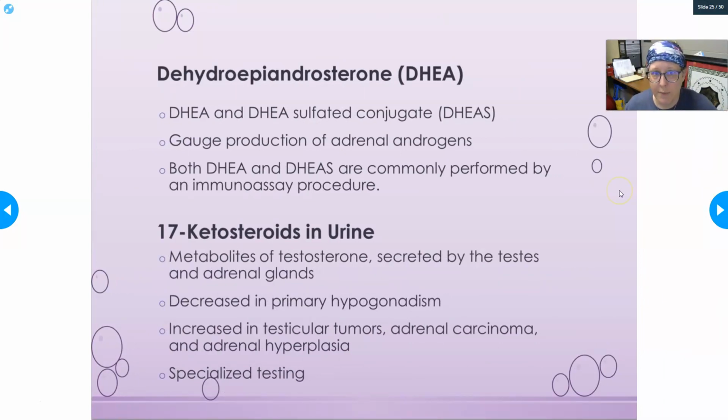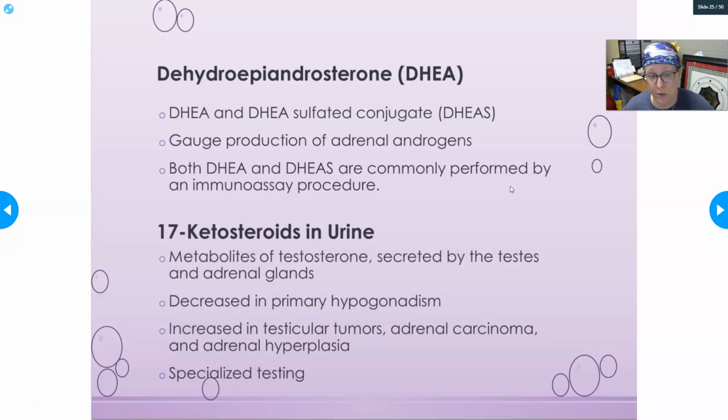Dehydroepiandrosterone, or DHEA, and its sulfated conjugate DHEAS can be measured to gauge the production of the adrenal androgens. And they are both commonly performed by an immunoassay.